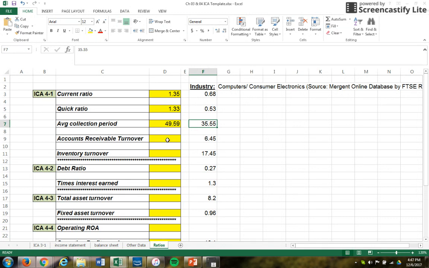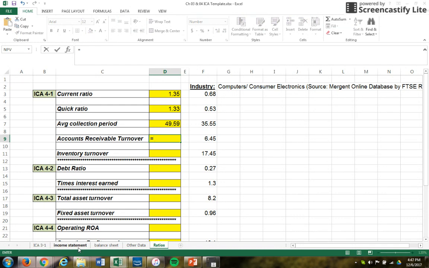The fourth ratio we're going to look at is accounts receivable turnover. Accounts receivable turnover tells us how many times the accounts receivable bucket is turned over, or filled up and paid, in a year. And so in order to calculate this, we need to look at our sales or revenues, and we divide that by our accounts receivable number. So we find our sales.